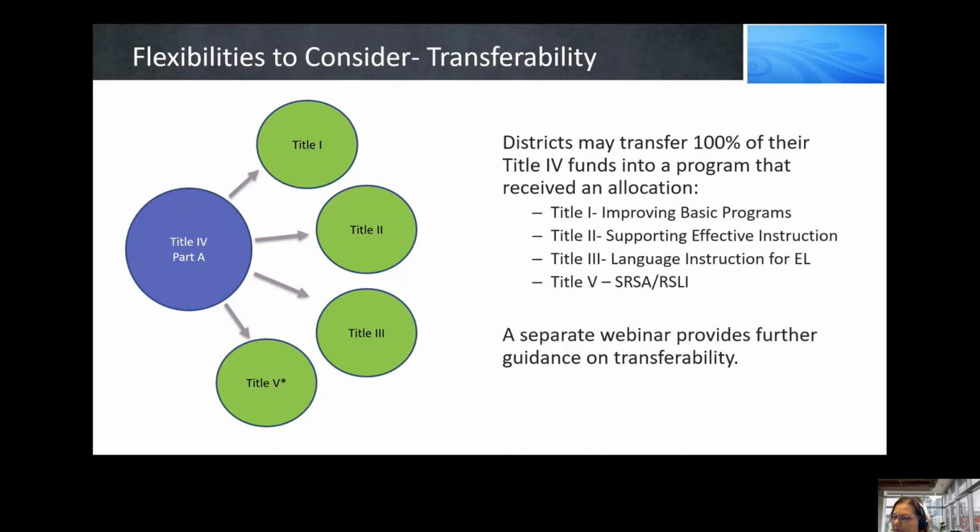Title IV is that pot of money or that funding stream where districts may transfer 100% of their Title IV funds into another federal program where they receive an allocation. So for example, Title IV may transfer into Title I. Title IV may transfer into Title II if you have an allocation there. Title IV may transfer into Title III if you have an allocation. And Title IV may transfer into Title V if you're a qualifying school district.